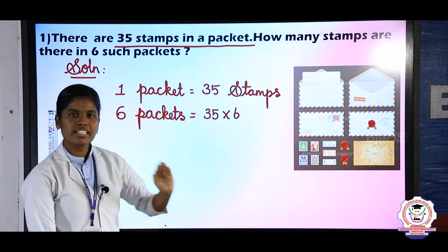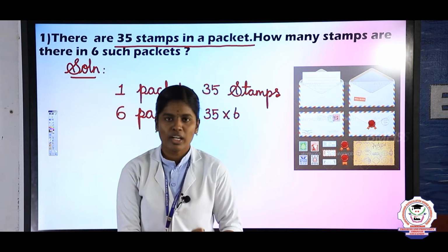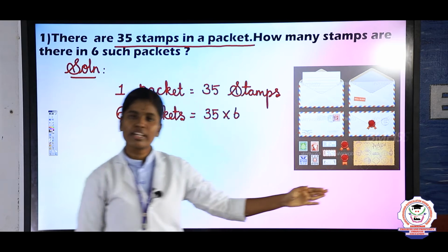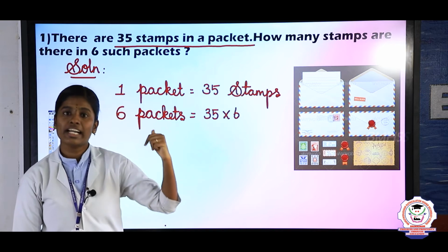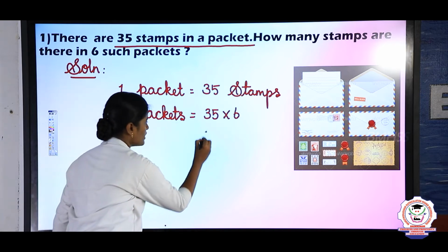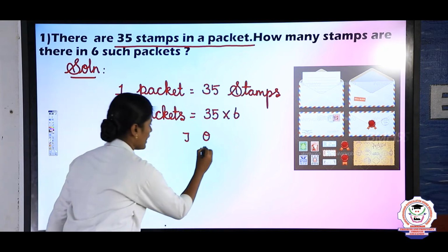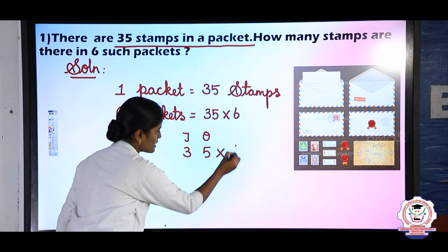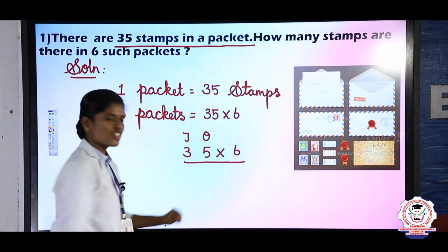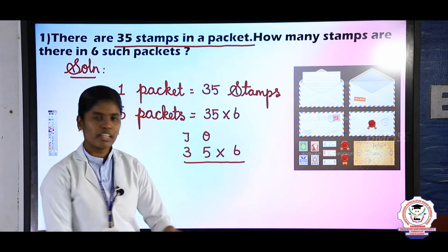35 multiply by 6. So before going to the multiplication, first you will write the place values. Here we have a 2 digit number. Write ones and tens. Right? Ones and tens. So the ones place value is 5 and the tens place value is 3, and multiply by 6. So listen children, here 35 is called the multiplicand and 6 is called the multiplier.